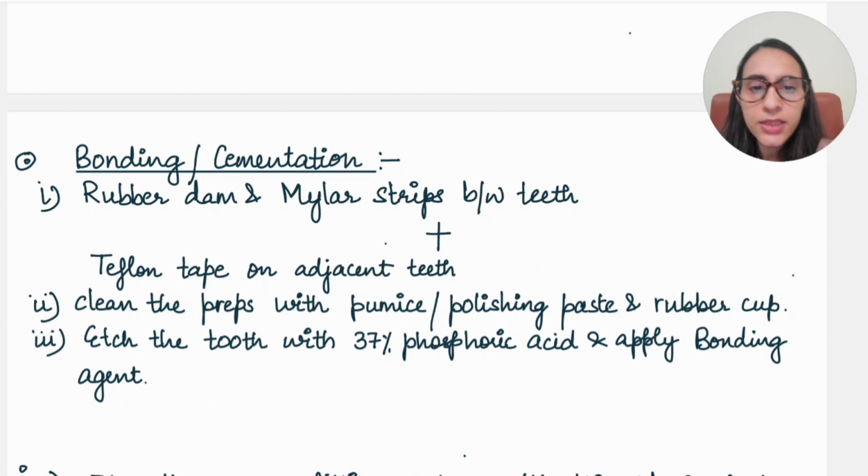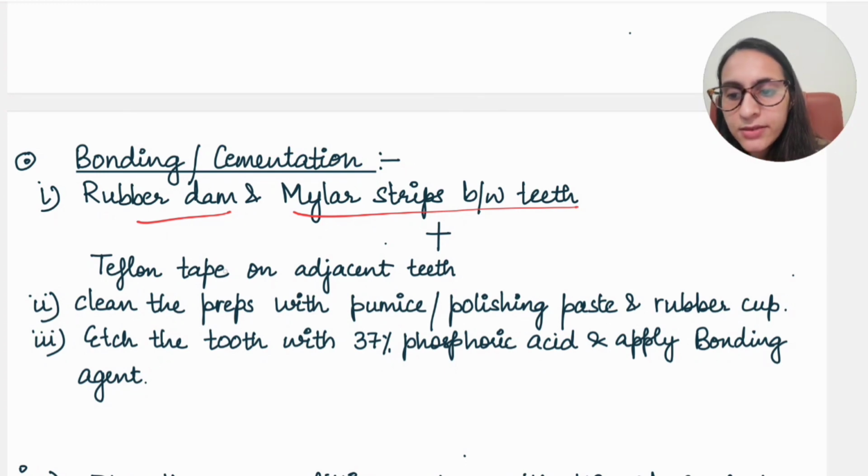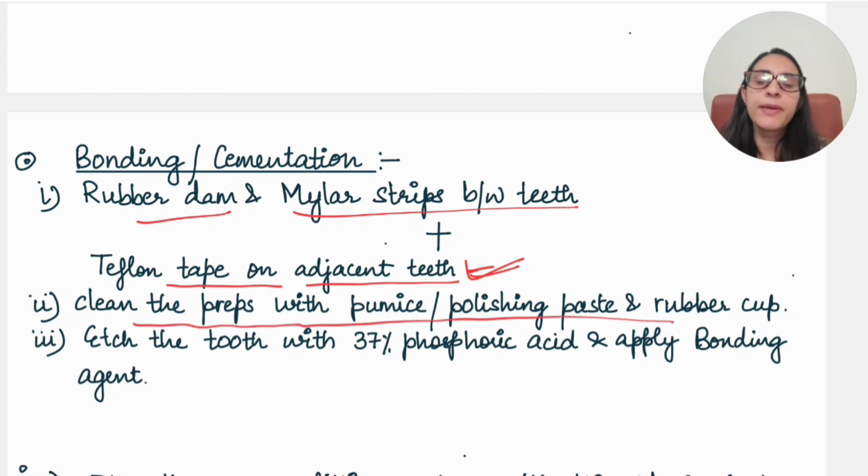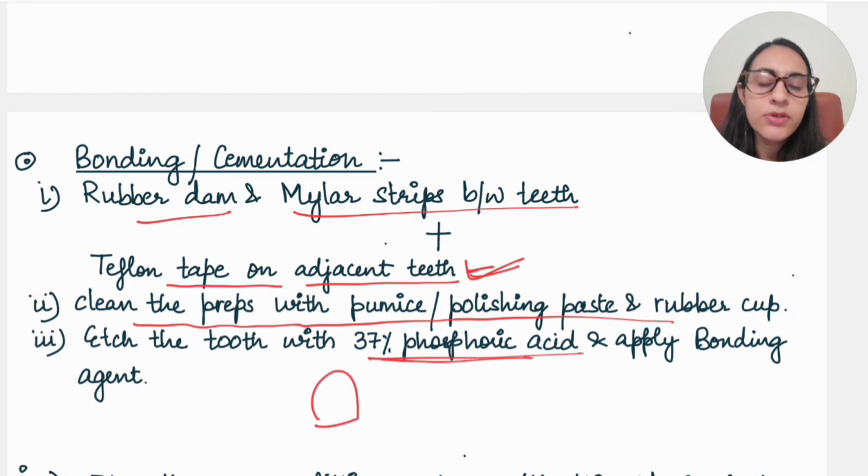Coming to the bonding or cementation, this is similar to what we have done in the temporization, but instead of spot etching, we completely etch the surface. So we place a mylar strip in between the teeth to prevent the resin from sticking together. We place Teflon tape on the adjacent teeth to protect them from the etchant. Then we clean the preps with pumice or polishing paste and a rubber cup. So before you place a final veneer crown, you need to clean the area with pumice or polishing paste. Then we etch the complete area with 37% phosphoric acid, and then we apply the bonding agent.